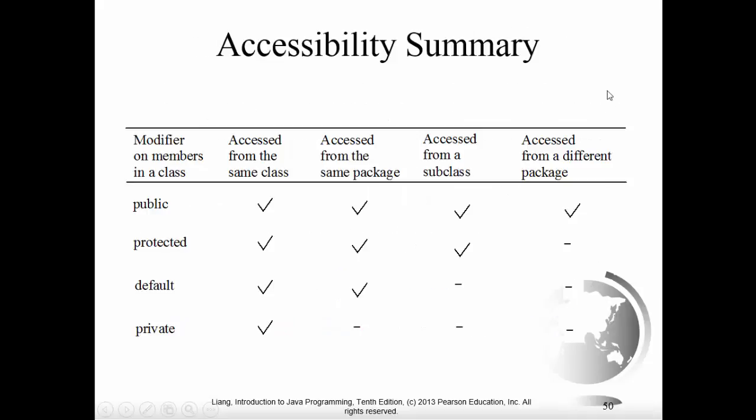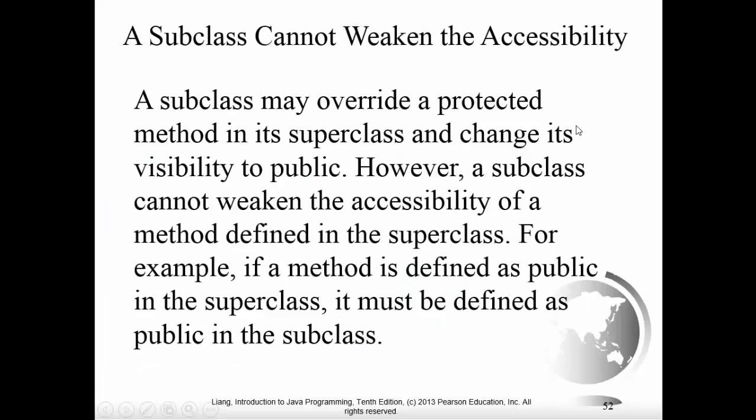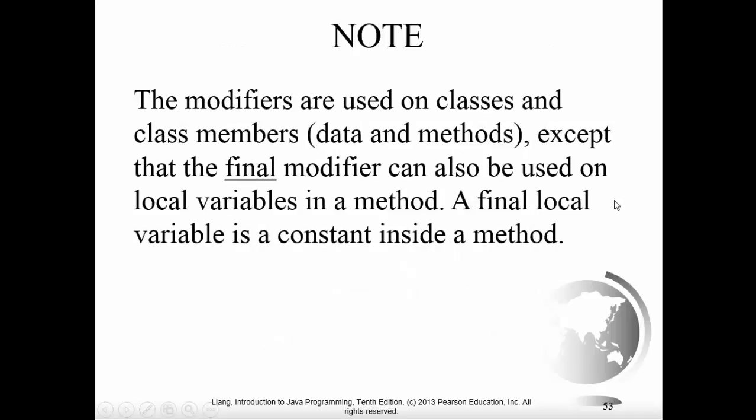Summary. Again, a little bit more information for you. A subclass can override a protected method in its superclass and change its visibility to public. However, a subclass cannot weaken the accessibility of a method defined in the superclass. So if it's defined as public in the superclass, it must be defined as public in the subclass. So we can't really make it tighter.